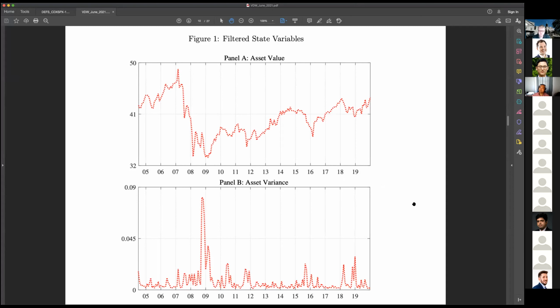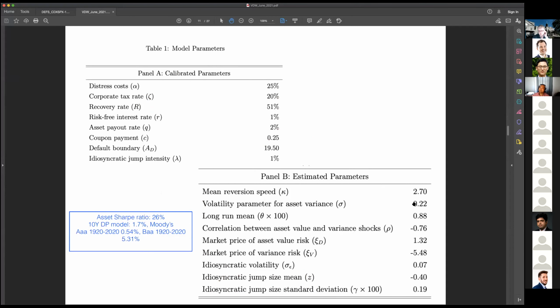Once we have these, we get a bunch of parameters. Again, this is a whole lot of parameters. There's a bunch of assumptions we make. For example, the distress costs are taken exogenously, the tax rates taken exogenously, the recovery on CDS is exogenous, and so on. On the estimation side, maybe I can mention some mean reversion speed is kind of at 2.7, maybe a bit lower than we had for individual firms, or I had in a different paper for individual firms. The correlation between asset value and variance shocks, again, is quite high. And then we have the market price of risk parameters, where the one that's really well identified is the market price of variance risk at -5.